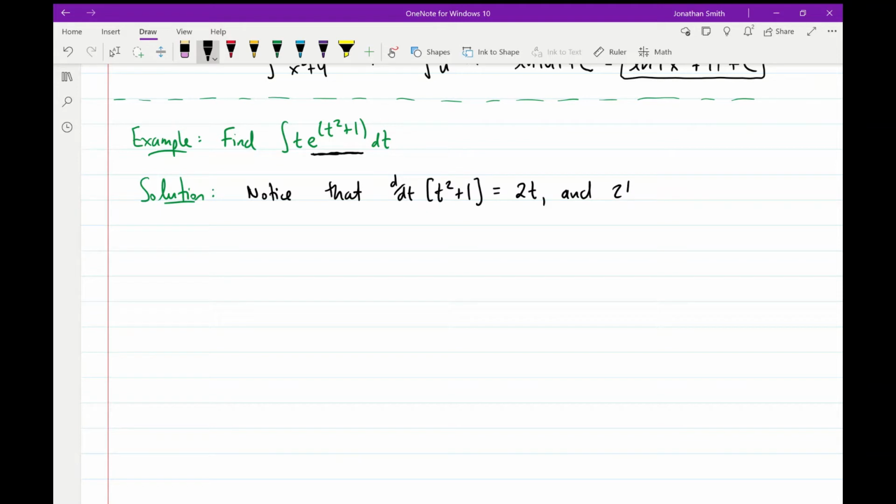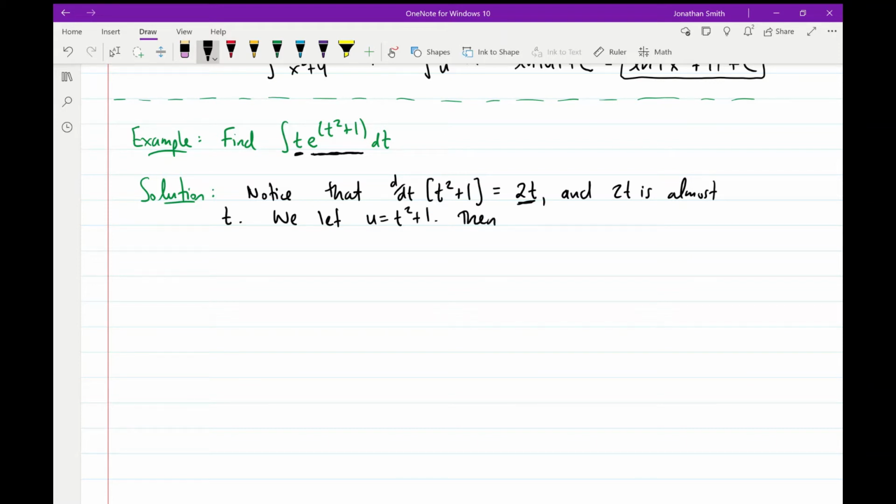And 2t is almost t, which is another part of the integrand here. So it's not quite t, but 2t is pretty close. It's a constant multiple of t. So even though we don't get a 2t inside of there, we're still going to let u equal t squared plus 1 because 2t is a constant multiple of that t that's showing up. So we're going to let u equal t squared plus 1.